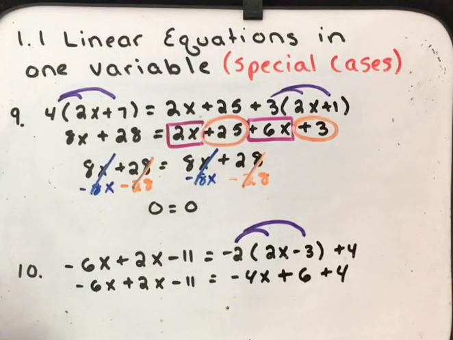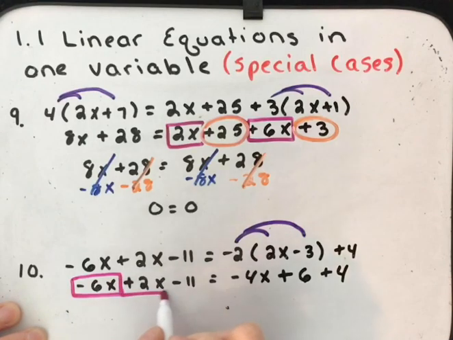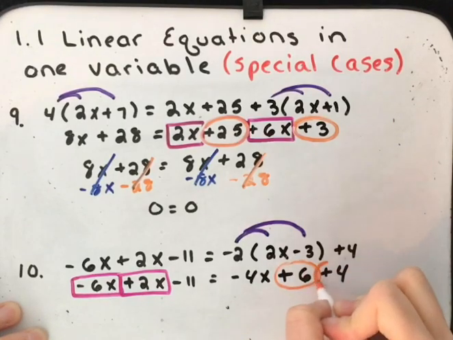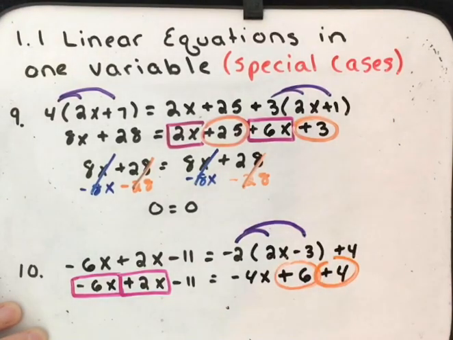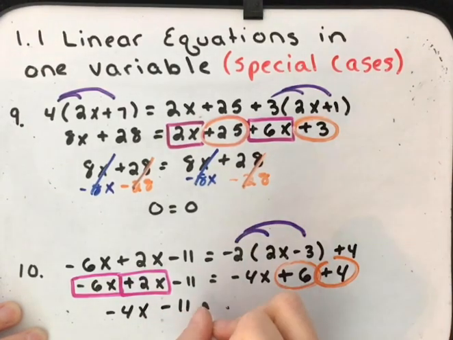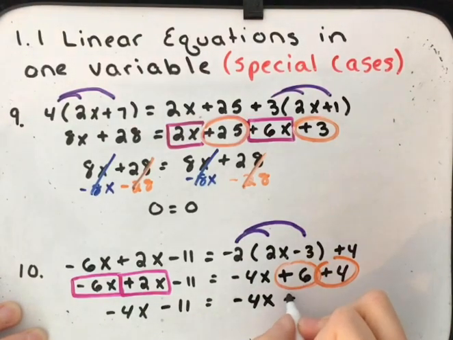So let's do the same thing that we did with number 9. We have some x's right here that we can clean up. And we have some constant terms right here that we can clean up. So let's clean up these. So if I have negative 6x plus 2x, that gives me negative 4x. And then minus 11 stays, equals negative 4x. And then 6 plus 4 is 10.